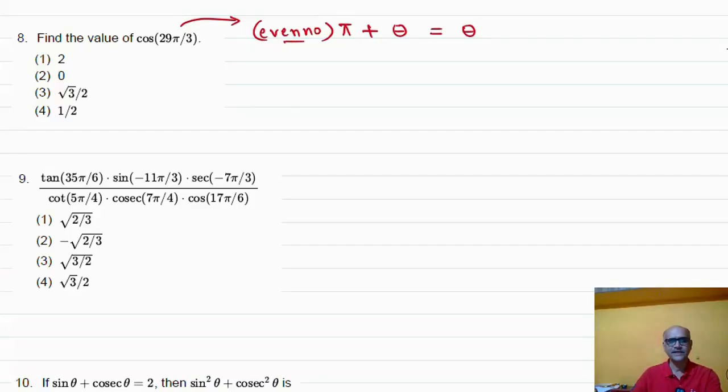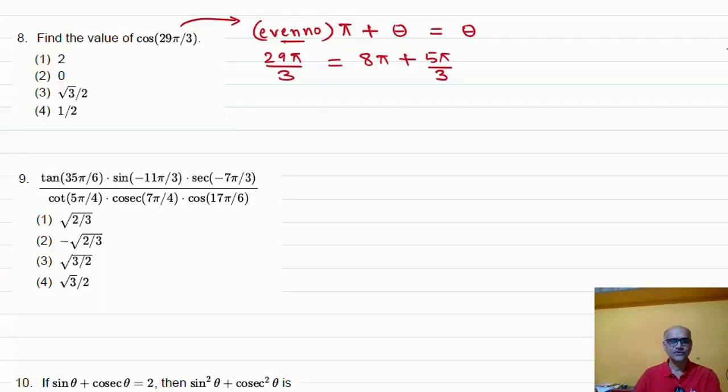Here it is compulsory that it be an even number, like 360, that is 2 pi, 4 pi, 6 pi, this type. Now 29 pi by 3 is given. If I divide this, 3 9s are 27, but 9 is an odd number. So don't take 3 9s, I will take 3 8s. So 8 pi plus, 3 8s are 24, how much is left, 5. So plus 5 pi by 3 can be written.